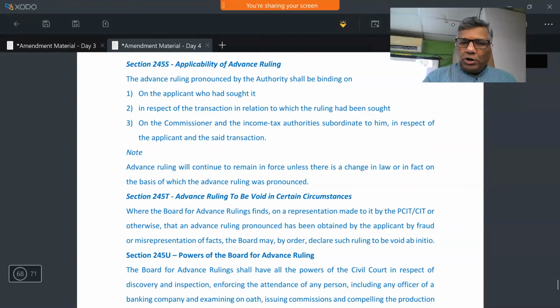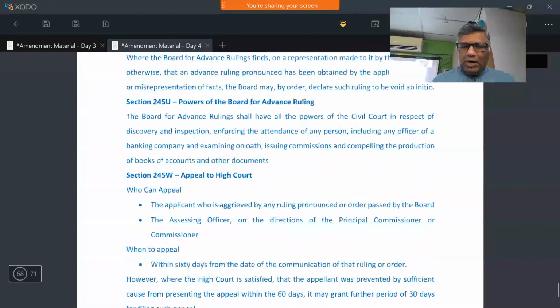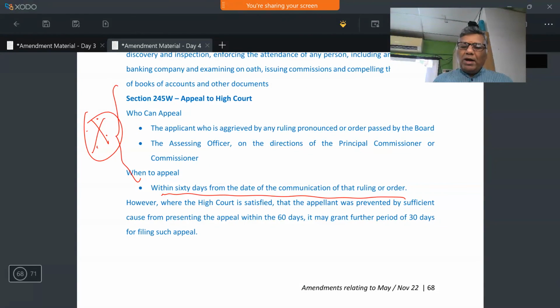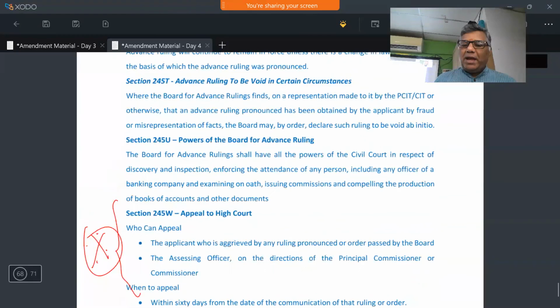On the applicant and on the income tax authorities, this is applicable. But now you can go on an appeal. This is important. This is new. Both the applicant and the income tax department can go within 60 days from the date of communication of this order. However, where the High Court is satisfied that the appellant was prevented by sufficient cause, that 60 days can be extended by another 30 days.